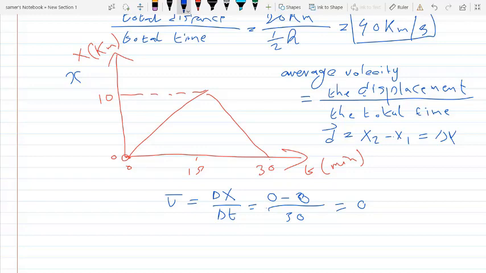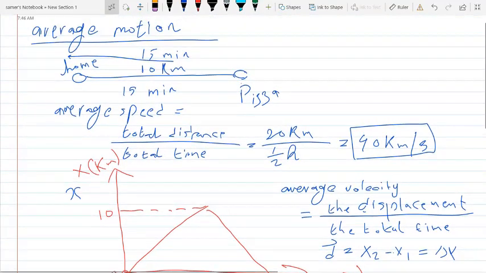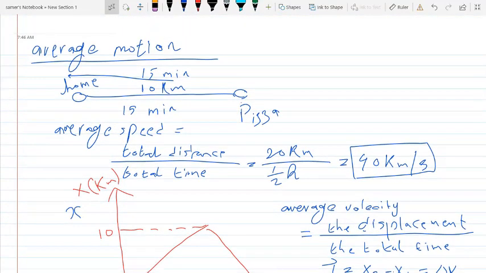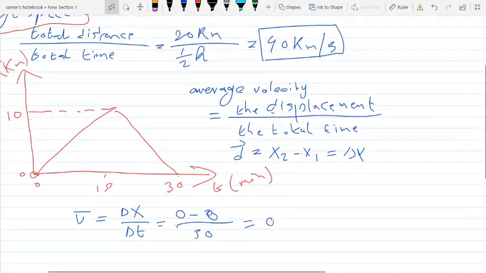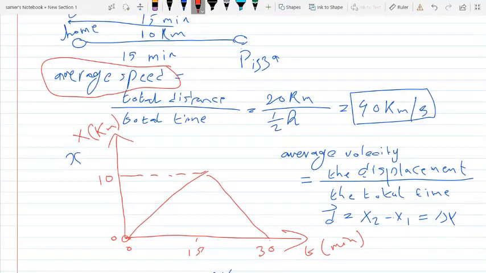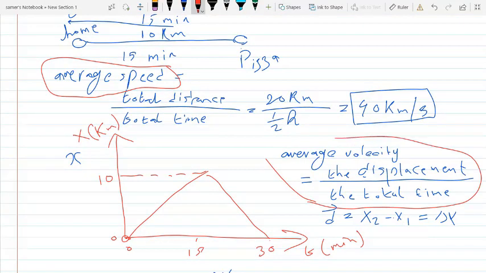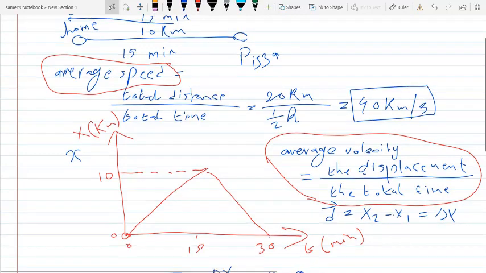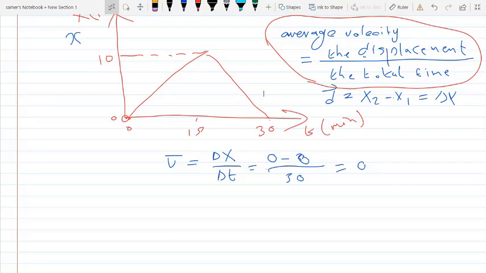So the difference between average speed and average velocity is that the average speed is the total distance traveled over the total time, while the average velocity is the total displacement, which is the difference between the initial and final positions, divided by the total time.